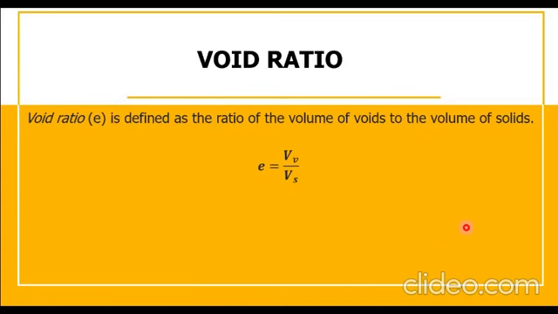Void ratio is defined as the ratio of volume of voids to the volume of soil solids. That's why it's equal to Vv over Vs. Note that void ratio can range from 0 to infinity. Why? Because volume of voids can be more than the volume of soil solids, but it is very rare. So void ratio can be expressed in percent.